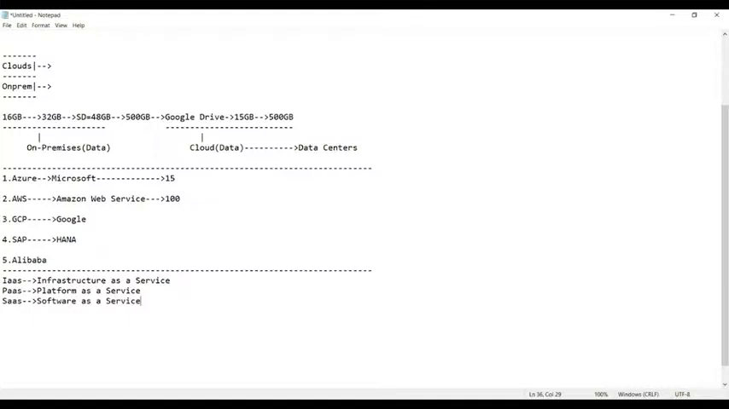That means, can you see here, they have provided their services in three different categories. Suppose, for example, what is infrastructure as a service? Let us try to understand this. When you talk about infrastructure as a service, guys, suppose you have a very large, massive amount of data to be processed.